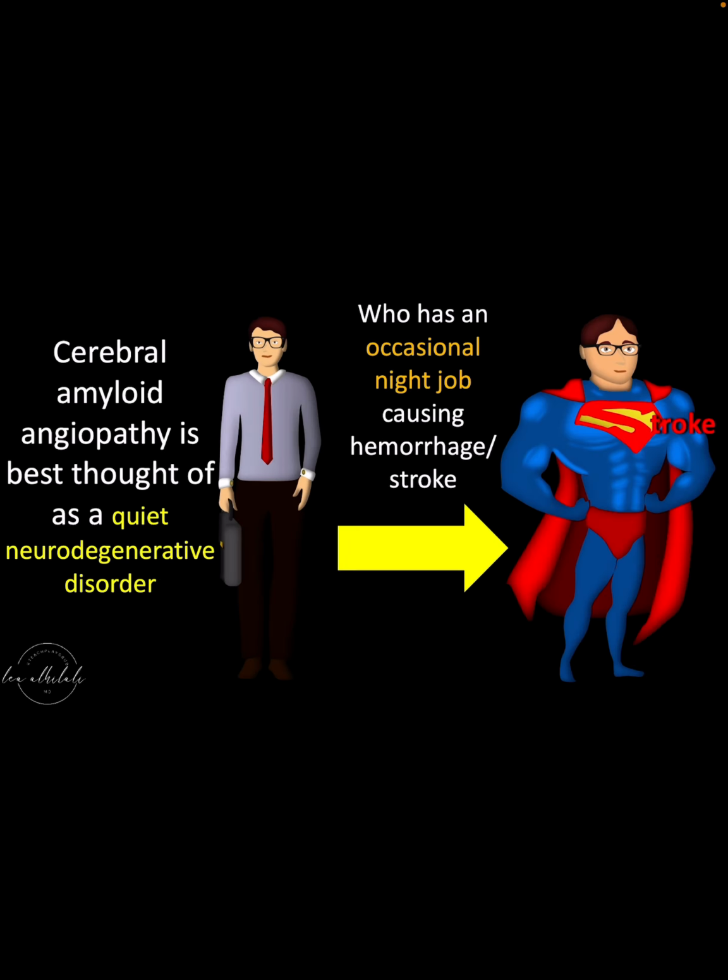In fact, amyloid angiopathy has such a strong correlation with dementia that some say it should be thought of more as a neurodegenerative disorder that occasionally causes small vessel disease and hemorrhage and strokes, but that really its day job is neurodegeneration and its side gig are the chronic small infarcts that we see on imaging.